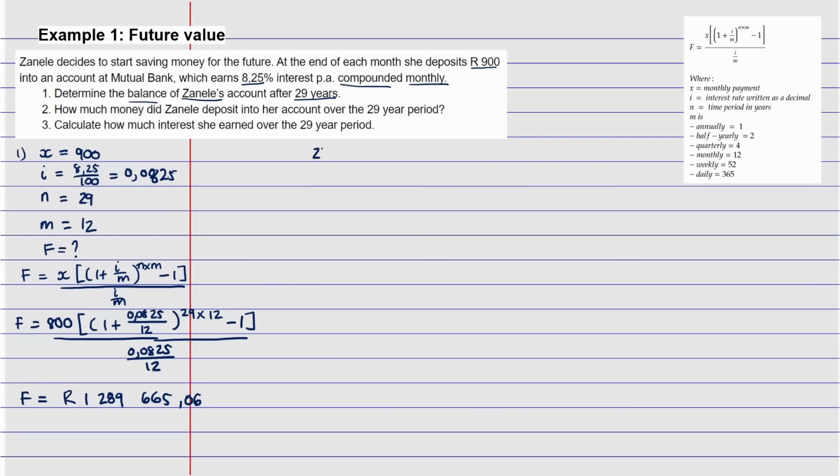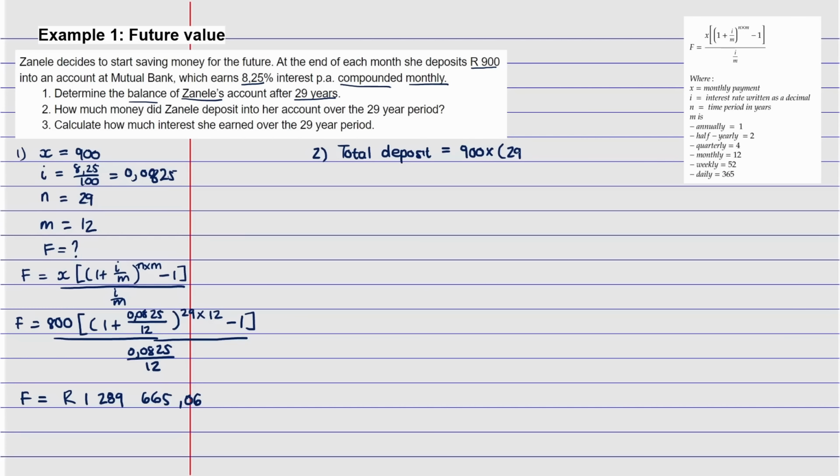Then the second question says, how much money did Zanele deposit into the account over 29 years? So here, how much did she deposit without the interest in it? To calculate the actual amount without the interest, we're going to call it the total deposit. The money that she deposited is going to be 900, deposited over a period of 29 years.